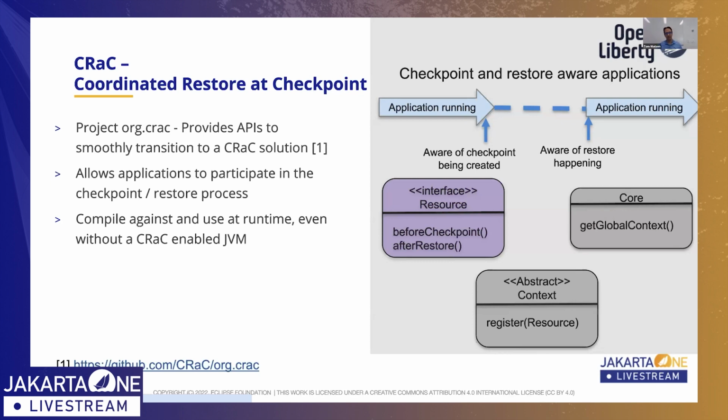And the intention of it is basically to provide a smooth transition into this kind of CRaC solution. And the basic idea behind CRaC is, now that we have this ability to checkpoint the JVM, that's all great, but we have certain cases where the application needs to participate in the checkpoint and restore process. So that's what the CRaC API is providing. And the basics behind the API is they have this interface called Resource.